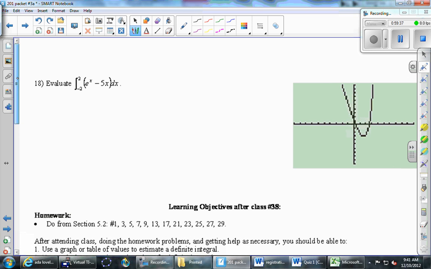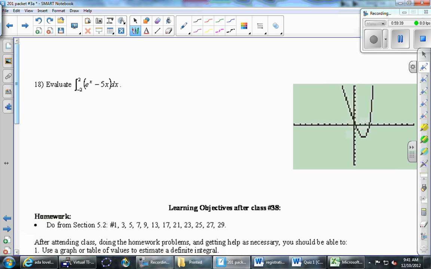Let's try this one here. All right, so I'm giving you this crazy function e to the x minus 5x. So apparently the graph looks like that. Which of those two functions dominates if I were looking long term at this graph here? E to the x, right? E to the x is going to beat everything.